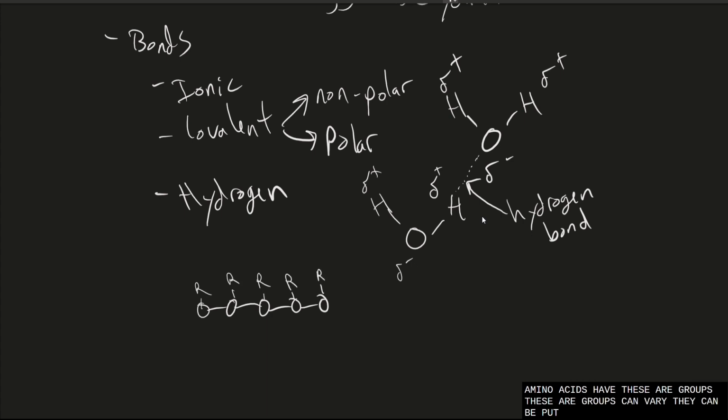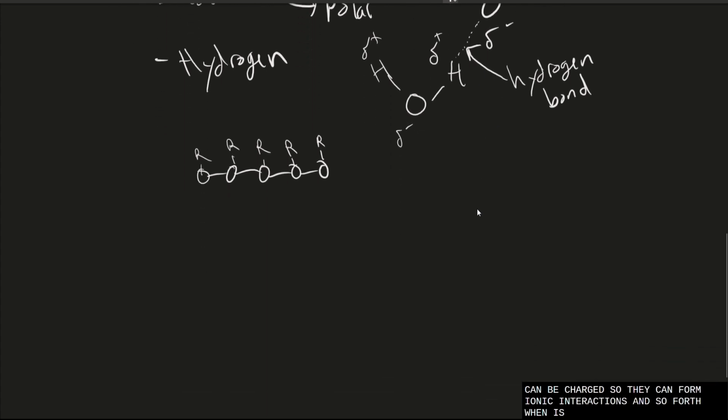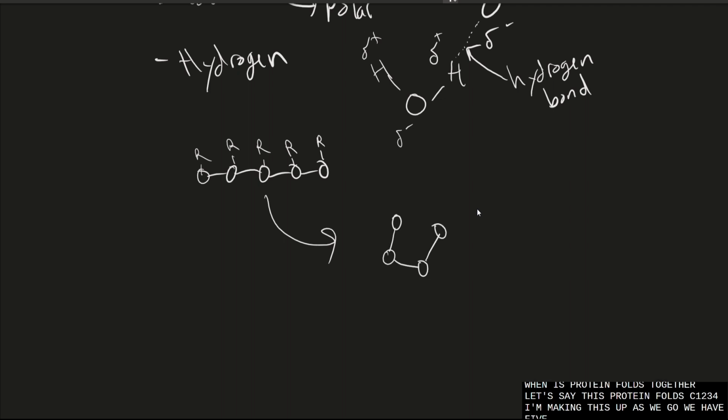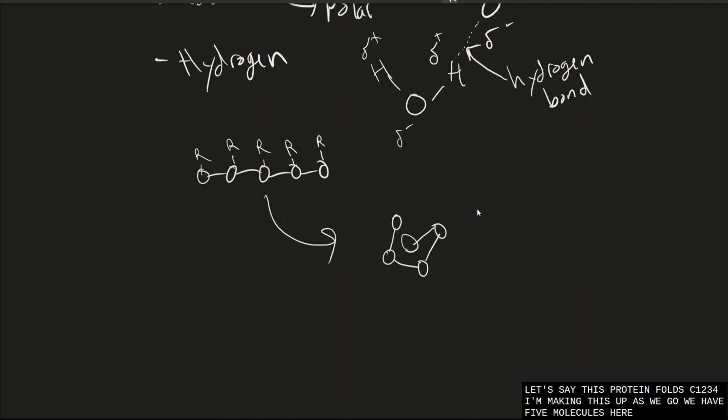They can be polar, they can be nonpolar, they can be charged, so they can form ionic interactions and so forth. When this protein folds together, let's say this protein folds, 1, 2, 3, 4. I'm making this up as we go. We have 5 molecules here. Let's say that one folds back into there. This is how we fold. Let's say this R group forms a hydrogen bond right there. And this one, no, I didn't draw this right. Let's just say this one is a positive and this is a negative now.